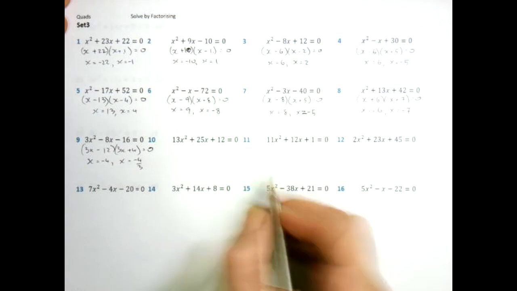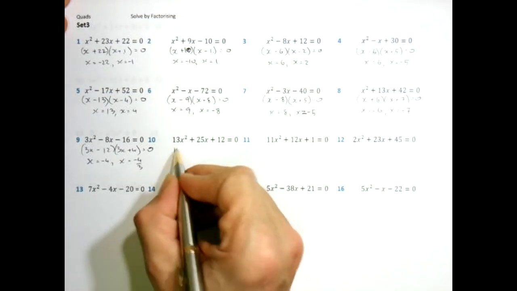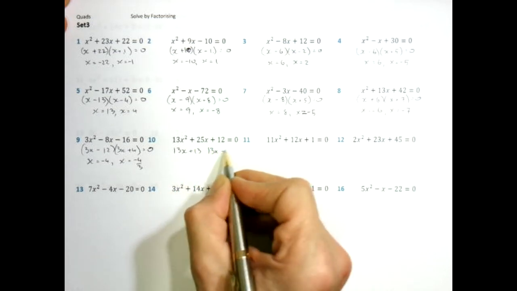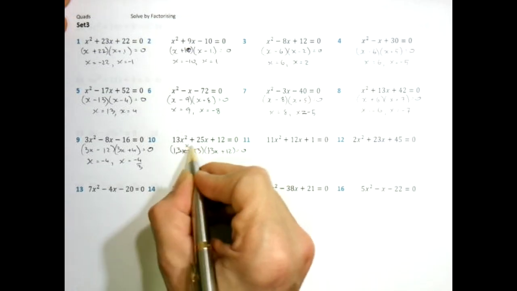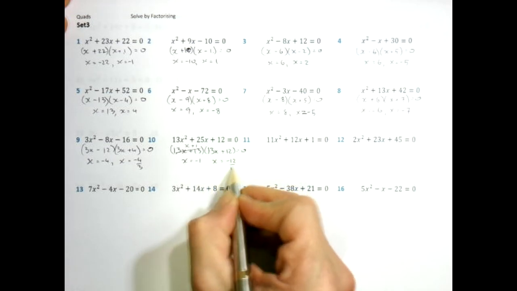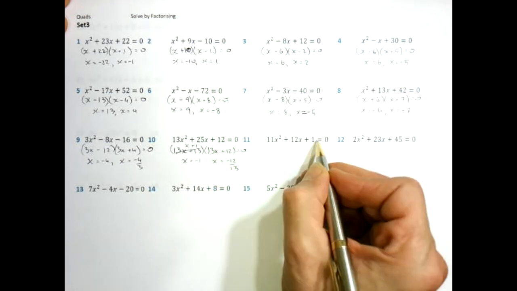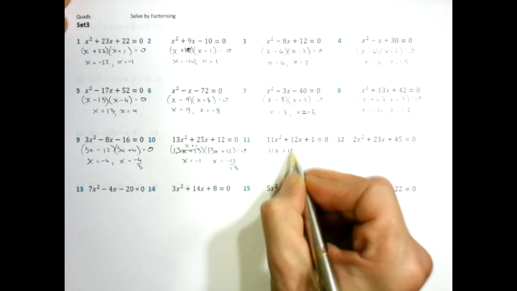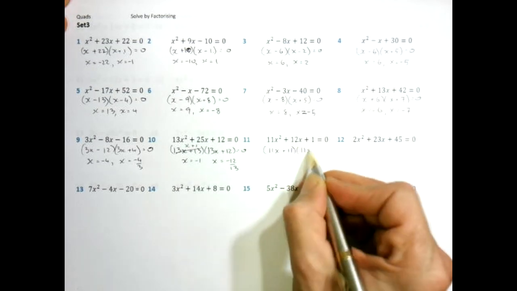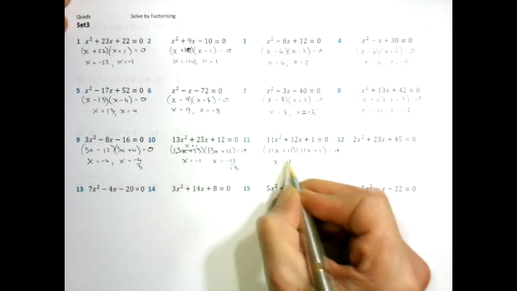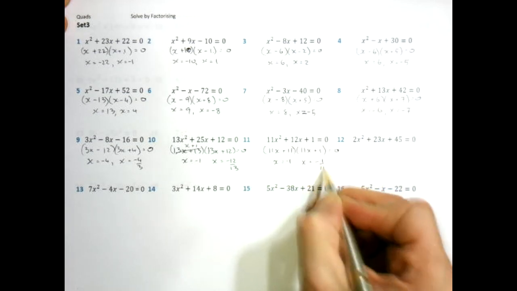13 12s, which add up to 25, could be 13 and 12. 13x plus 13, 13x plus 12 equals 0. This one would cancel to x plus 1, x equals minus 1, x equals minus 12 over 13. Multiply to 11, add up to 12, 11x plus 11, 11x plus 1 equals 0. x equals minus 1, x equals minus 1 eleventh.